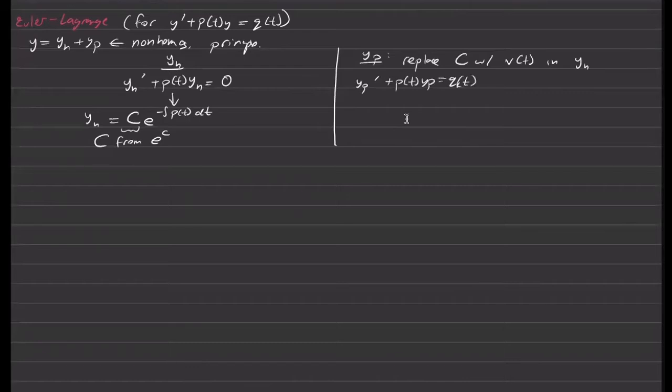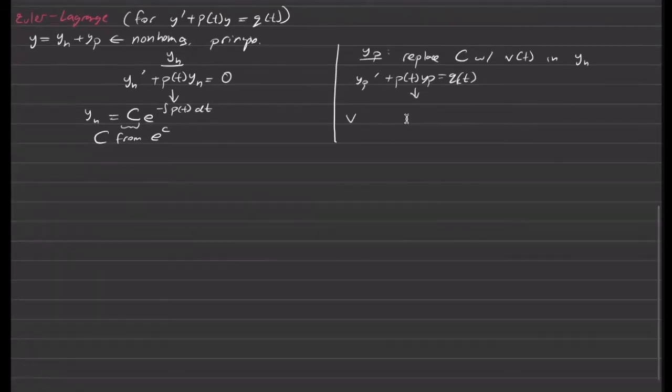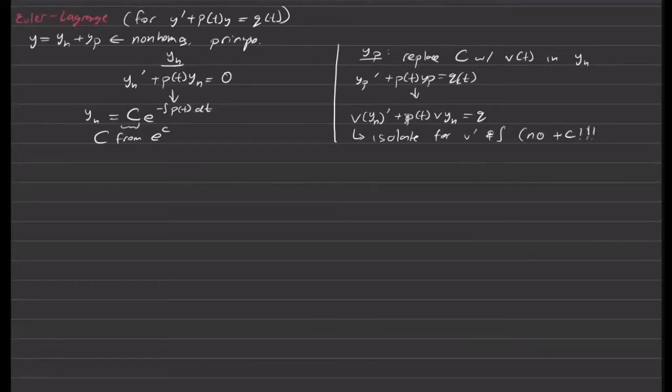Substituting in, this will become v, where v is a function of t, times y_h prime plus p of t times v times y_h is equal to q. The general approach is that we isolate for v prime and we integrate. And remember, no plus c.